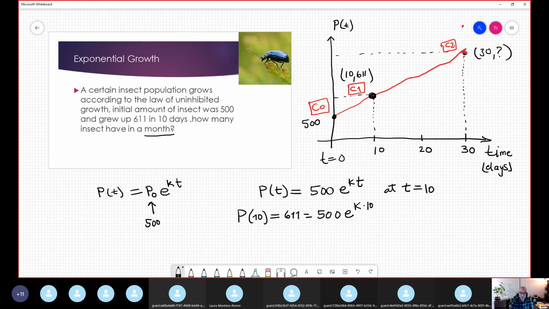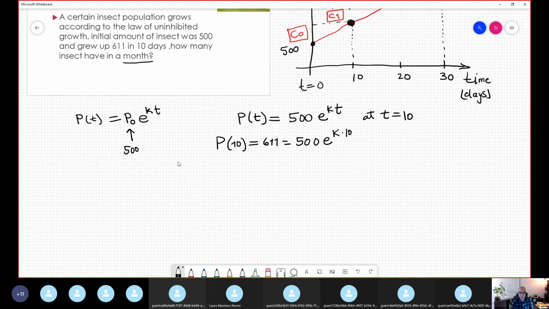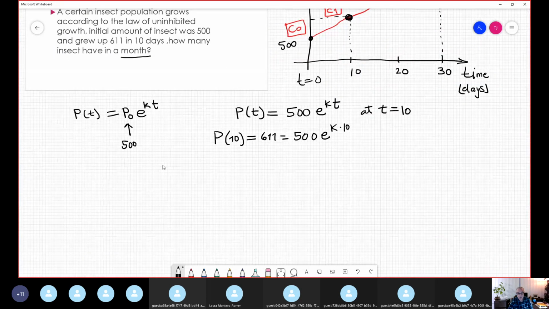So actually, at this moment, we have one exponential equation. Let me rewrite this. 611 is equal to 500 e to the 10k. I changed the order here because normally you put the coefficient in the front, no? It's more elegant. Now, what is the only unknown we have in this problem? K. Okay, it's not the final answer. K is a partial answer, right?